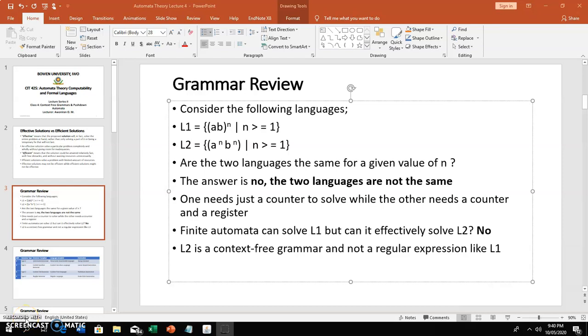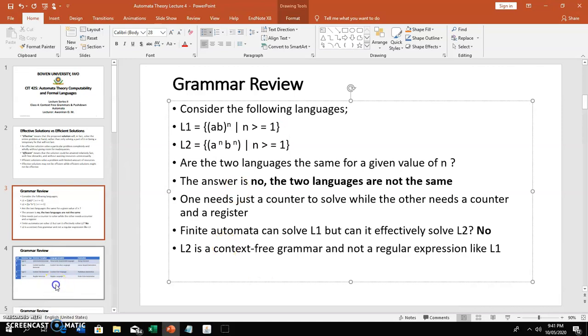Okay, so what we've been able to establish the other time is that the first language is a regular expression, while this other language is a context-free grammar. That is why for the first question, are they alike? No, those two languages are different. In mathematics they are the same, but in computer science they are different. This second language takes something more to solve than the first language. That's why they are different.